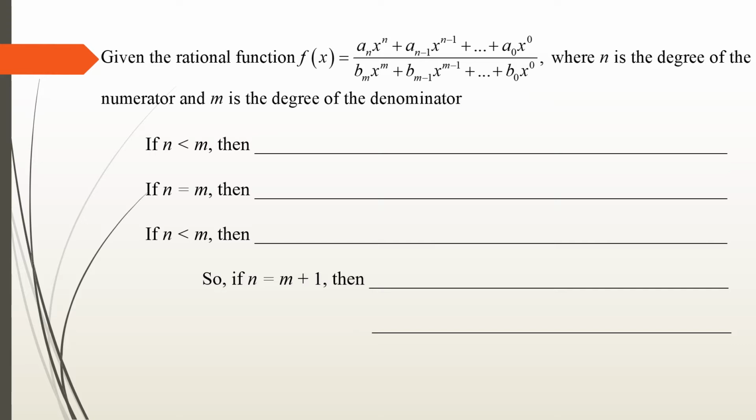So if we're given the rational function f of x, and it equals this fraction where the numerator and the denominator have polynomials, we're going to use, for generalization, that n is the degree of the numerator and m is the degree of the denominator. When we compare those, that will determine whether or not we're going to have a horizontal asymptote and how to find what that is. So if n is less than m, then the horizontal asymptote, and I'm just going to abbreviate that HA, is always y equals 0.